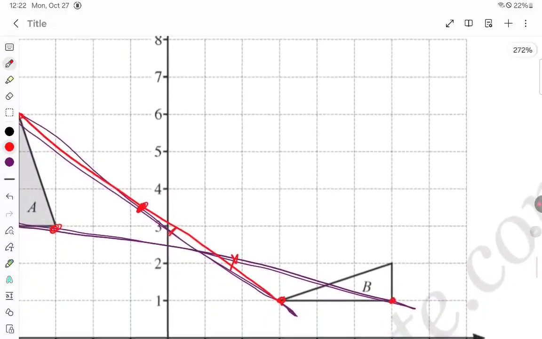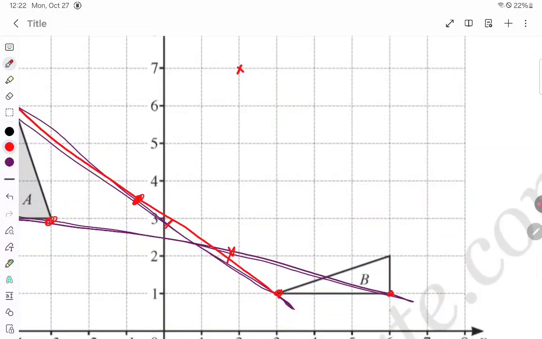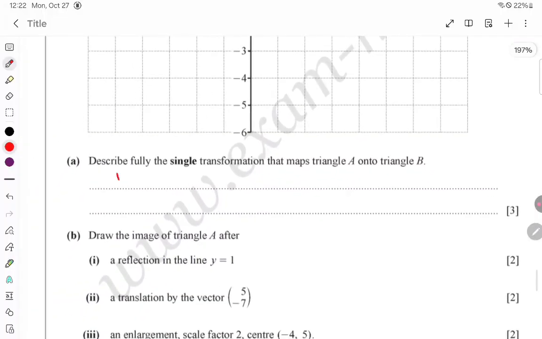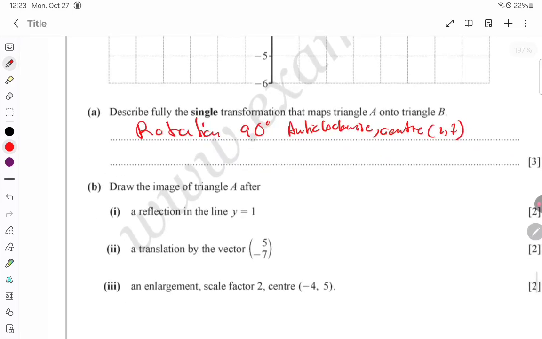You mark the middle point. Now if you mark the line of 90-degree with the help of your protractor, it will cut somewhere here, which is 2, 7. That will become our center point, and we can say that it is a rotation of 90-degree in the anti-clockwise direction with center 2, 7. Now in part B, draw the image of triangle A after a reflection in the line y equals 1.